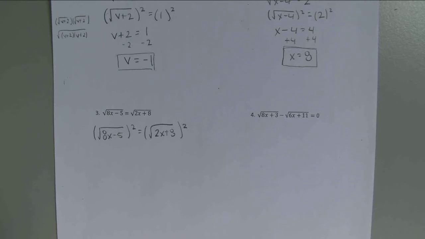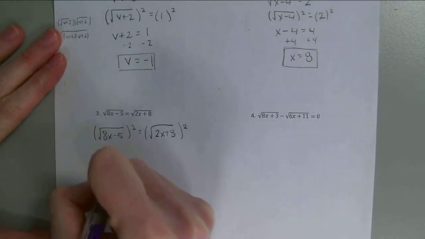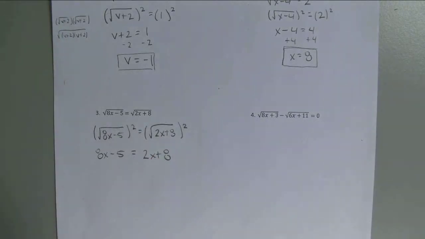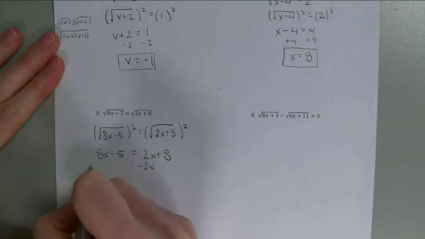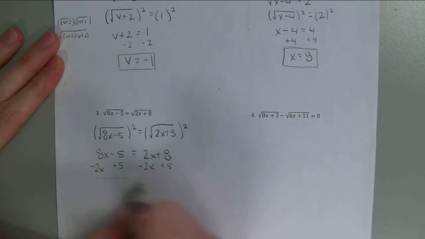So in both of these, when we square the square root, they undo each other. So the insides just bust out. So we have 8x minus 5 equals 2x plus 8. And then that's an equation that you can just solve either way. I like to keep my x's positive, so I'm going to subtract 2x over here. I'm going to add 5 over here. So I have 6x equals 13.